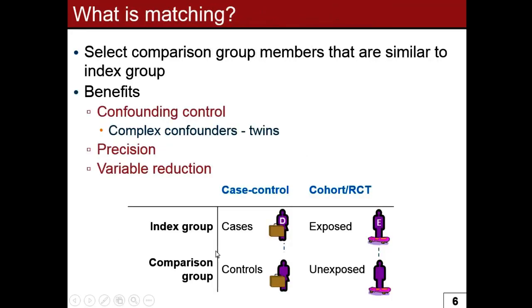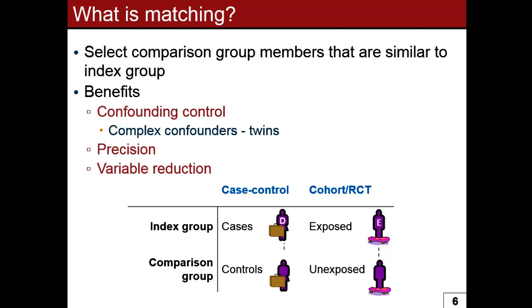So more formally, what does this mean? It means we select a comparison group that looks like an index group. That's maybe the most general way to think about it. We very purposively select control people that don't have the thing of interest. If it's exposure, we look for unexposed people that look like the exposed. If it's a case control, we're looking for controls that are similar to the cases.